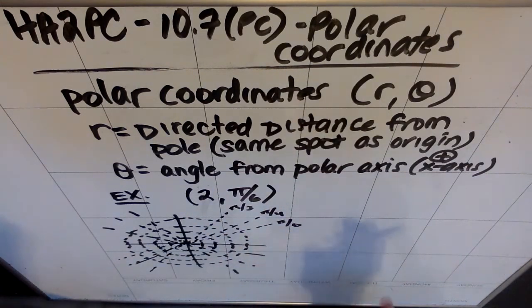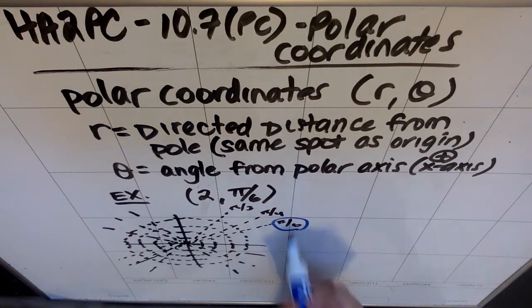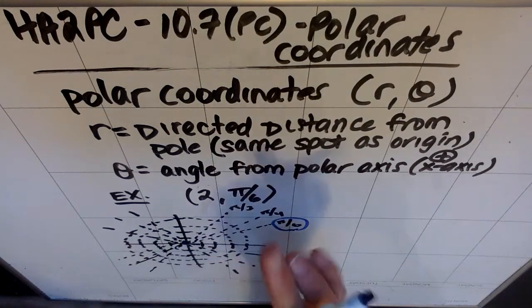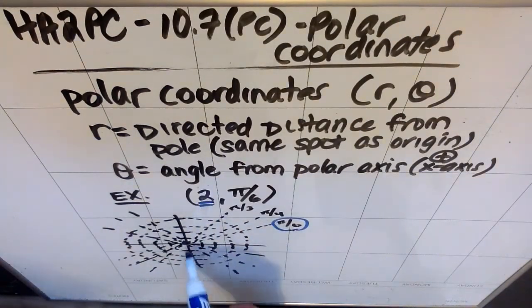I'm only going to label the ones in quadrant 1 for right now because that's all I need to make my point. So if I wanted to talk about this point in polar coordinates, it would mean face this direction. So I start at the pole, which is the same spot as the origin. I face pi over 6, and then I walk 2 units in that direction. So this spot right here on the second of those rings, that is the spot 2 comma pi over 6.